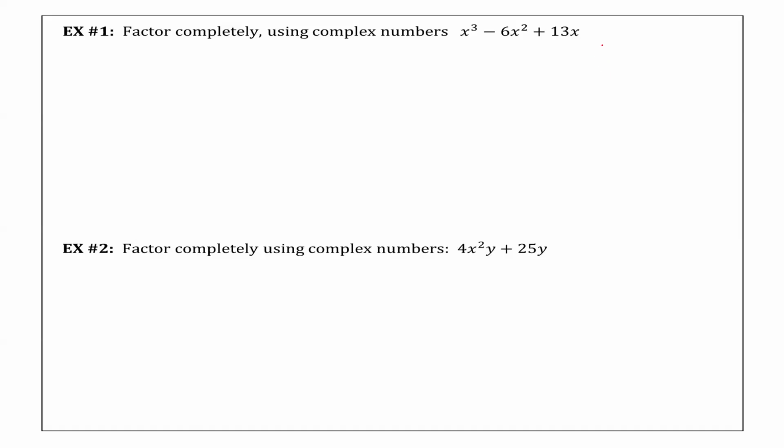So x equals negative b plus or minus the square root of b squared minus 4ac, divided by 2a. In order to use that, it has to be in quadratic form, which is why it's called the quadratic formula. So when we look here, we have x cubed minus 6x squared plus 13x. Is that in quadratic form?